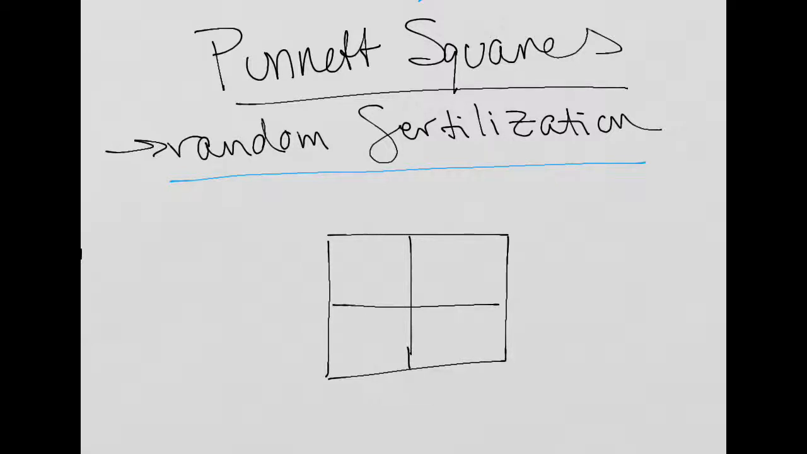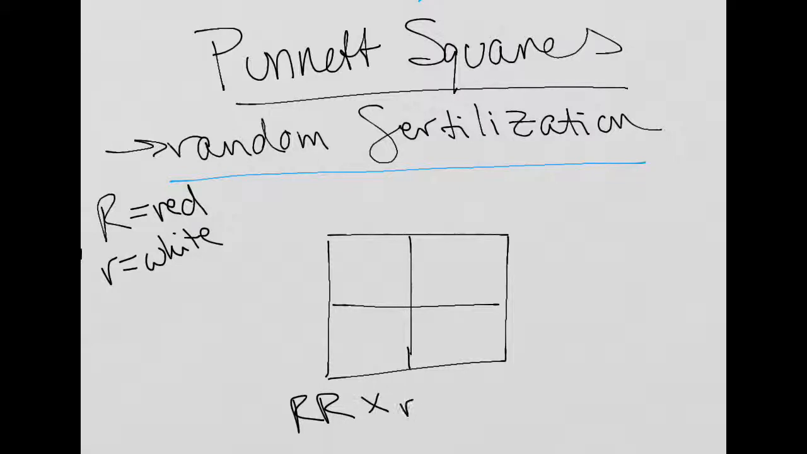And let's say we were crossing, just for example, that a dominant color for flower petals was red, and a recessive color was white. Let's say I were to cross 2 individuals. I'll write the cross on the bottom here. Let's say I cross a homozygous red individual with a recessive white individual.